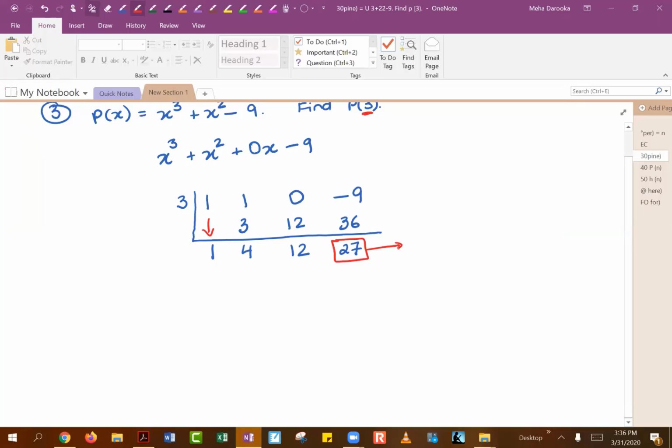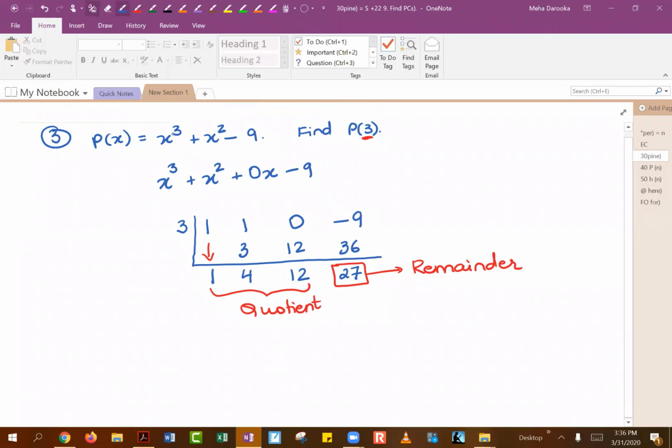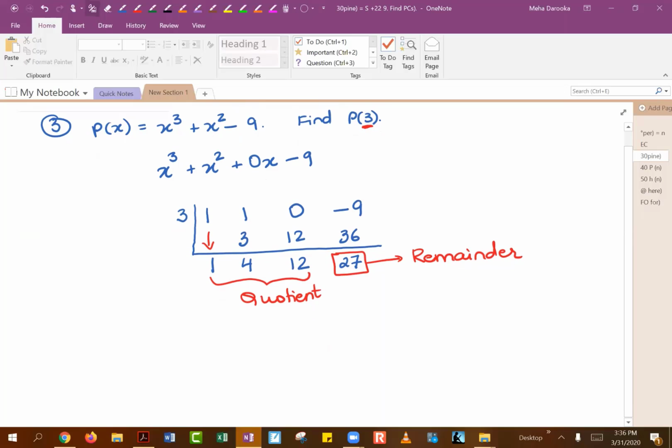So 27, the last number, is always our remainder, and then these first numbers are part of the quotient. Since we have a third degree polynomial as our original polynomial, the quotient will be 1 degree less. So our quotient will start at x squared, with a coefficient of 1. So that's going to be 1x squared, or just x squared, plus 4x plus 12.